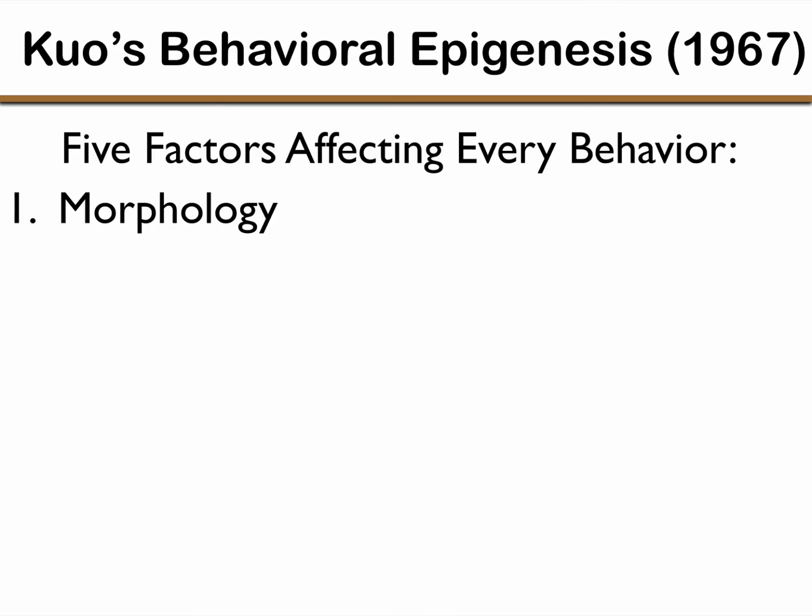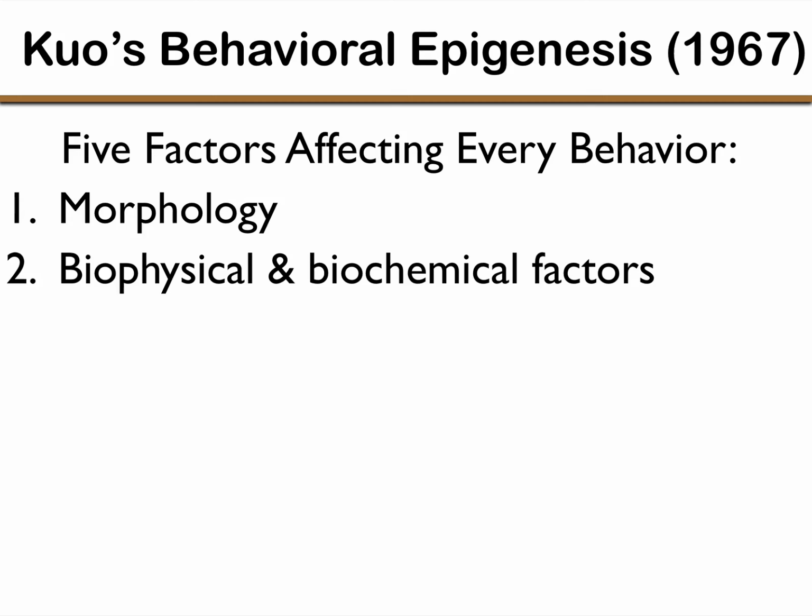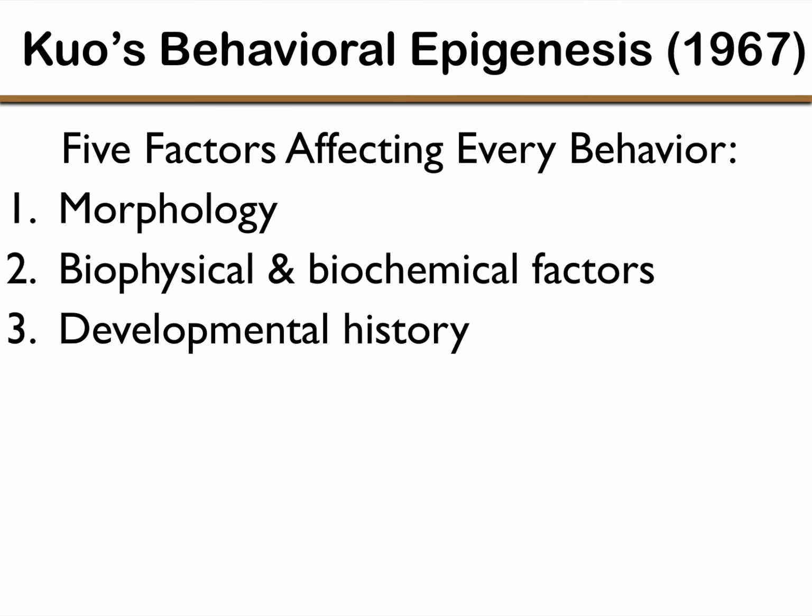One is morphology or anatomy. In other words, obviously, there will be constraints based upon our morphological makeup in terms of any given behavior we're capable of doing and the manner in which we are doing it. Also, biophysical and biochemical factors. So, these would include things like neurotransmitters, hormones, things like that. The developmental history of the organism, and I think the behavioral neophenotype examples attest to the importance of that. And again, he was a strong advocate of the importance of behavioral development in particular.